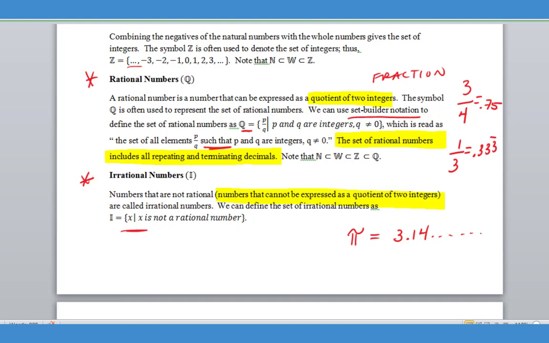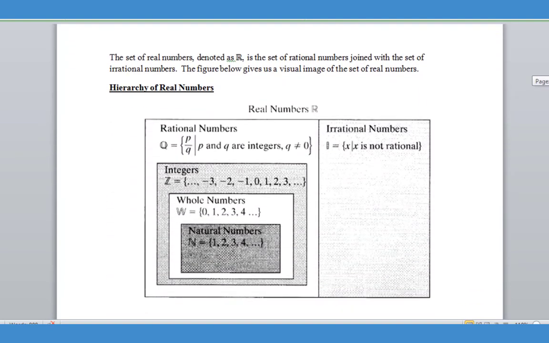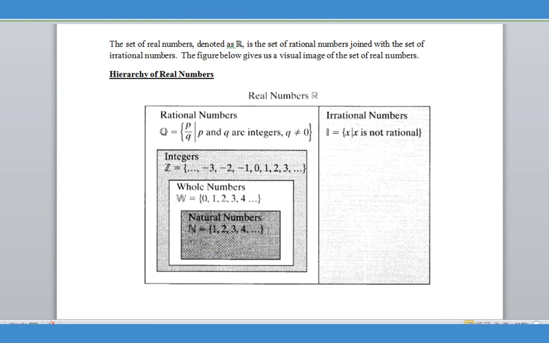Now, let's look at what that looks like visually. And so you can see rational numbers are a completely different set from irrational numbers. They both lead to real numbers, and of course each subset here, the natural numbers lead to whole numbers lead to integers, and integers lead to rational numbers. So none of these subsets are part of irrational numbers. So that concludes the start of our first lesson.